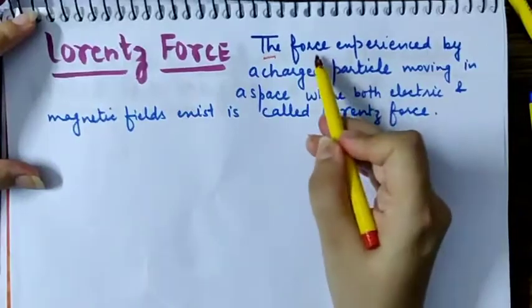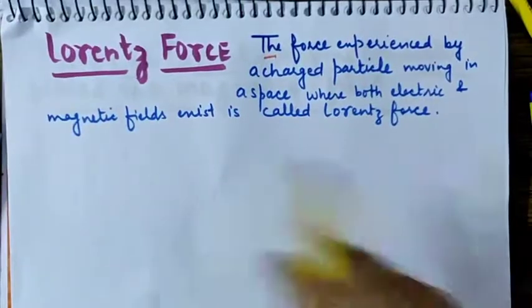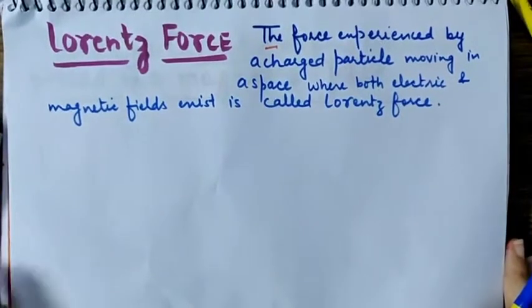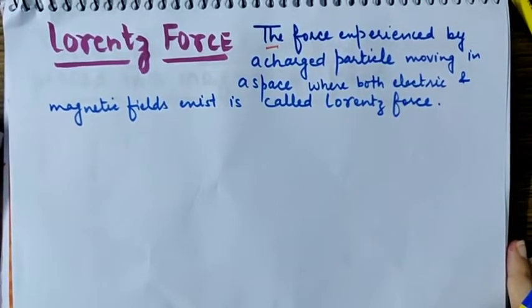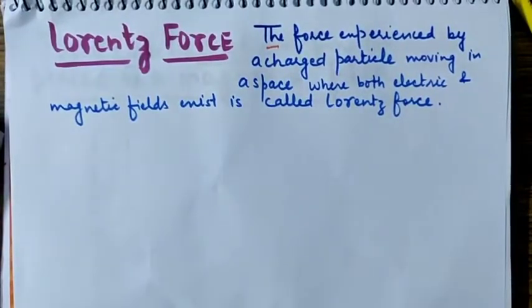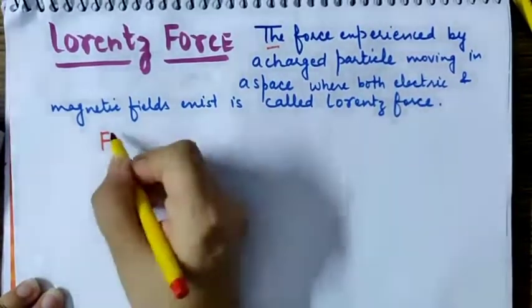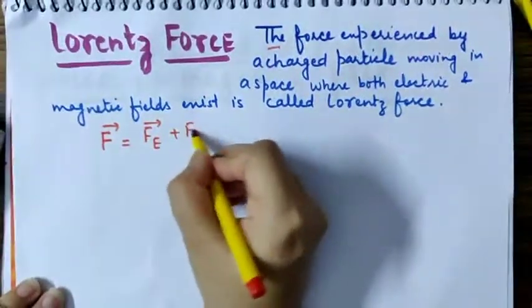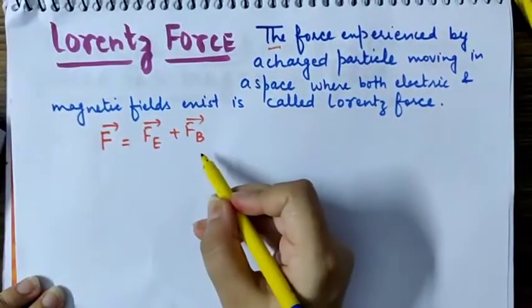The force experienced by a charged particle when it is placed both in electric and magnetic field. Suppose a charged particle enters a field where electric and magnetic both the fields are present, then the total force that is experienced by the charged particle is called as Lorentz force. So Lorentz force will be having the sum of two forces. Lorentz force given as F vector will be the sum of two forces Fe vector plus Fb vector, meaning the force by electric field and the force by magnetic field at the same time.